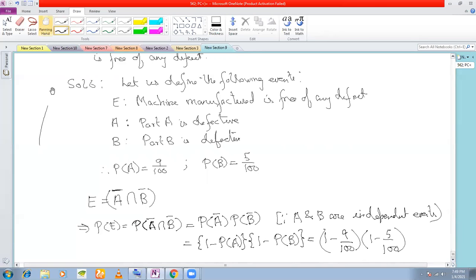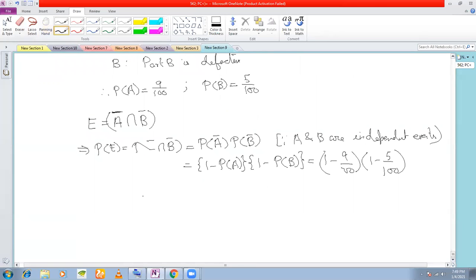Then what will be your answer? 100 minus 9 is how much? 91 by 100 into 95 by 100. And 91 into 95 is 8645, divided by 4 zeros. This is equal to 0.8645. Right? That is the answer.